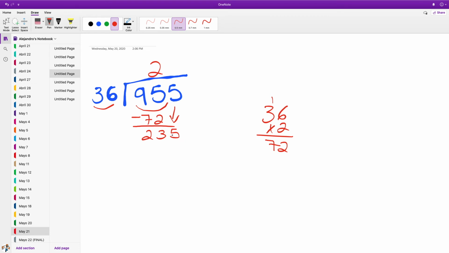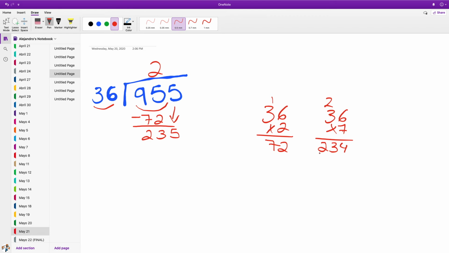OMG. So what do we do? What do we do here? So we take another guess. 36 times what is going to get me closer to 235? For now, I'm just going to say 7. Let's see. 7 times 6, 42. 7 times 3, 21. 21 plus 2, 23.